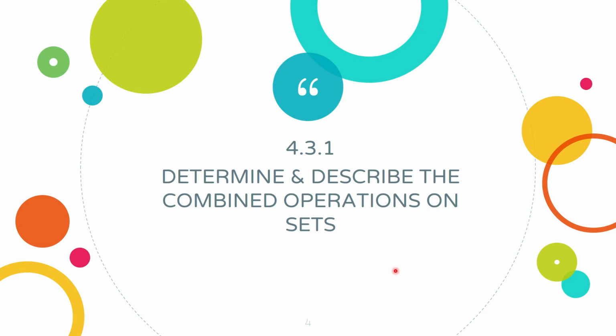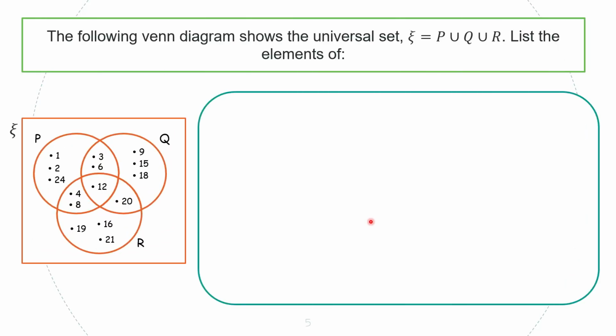Okay, we already refreshed our knowledge about the lesson before. Okay, now we continue into the learning standard 4.3.1, which is determine and describe the combined operation on set. Okay, now the question. The following Venn diagram shows the universal set. Okay, this is universal set equal to P union Q union R. List the elements of this question.